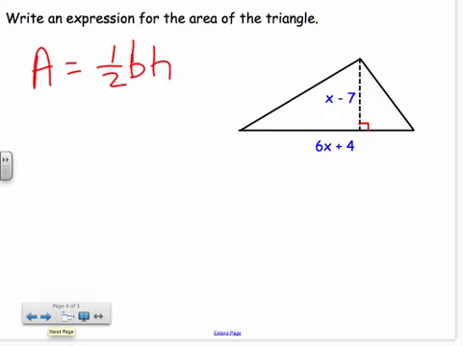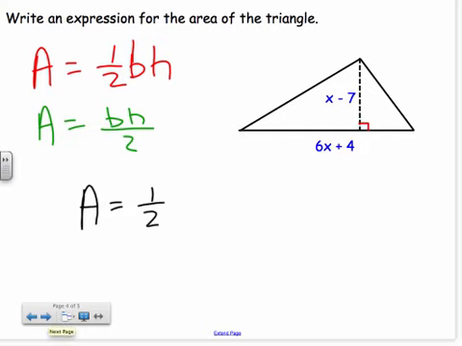Some other people will think of it as base times the height and then divide by 2. It's the same thing, right? Multiplying by 1/2 and dividing by 2 is the exact same thing. Well, we just want to plug in the information that we have. So to find the area, I'm going to use my first equation. I got 1/2 times the base. Well, the base is 6x plus 4.